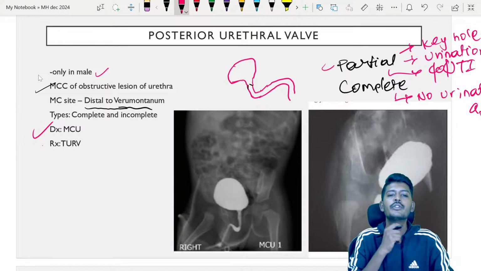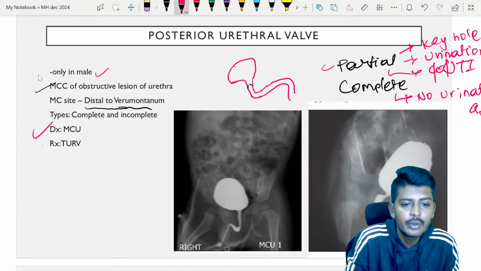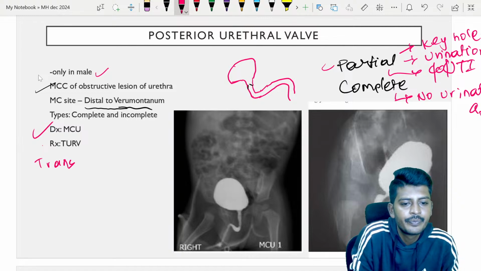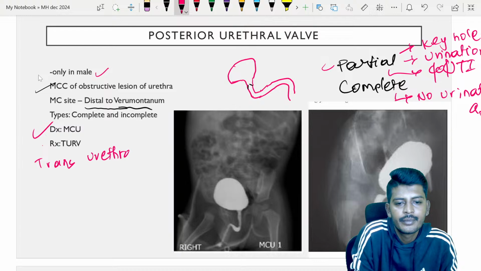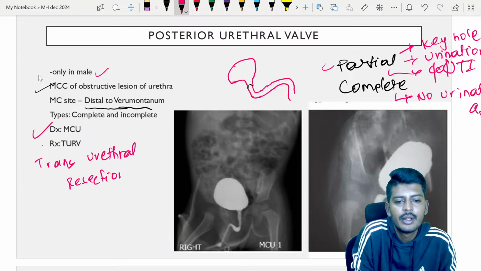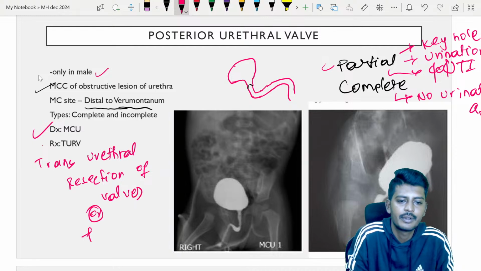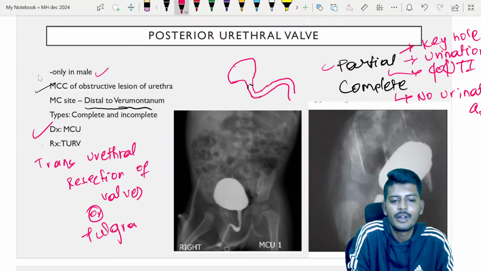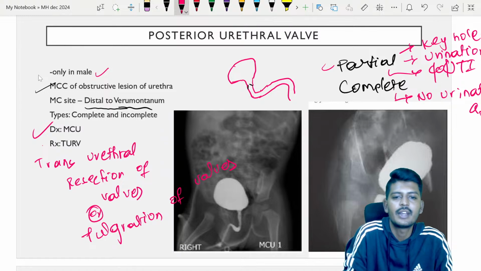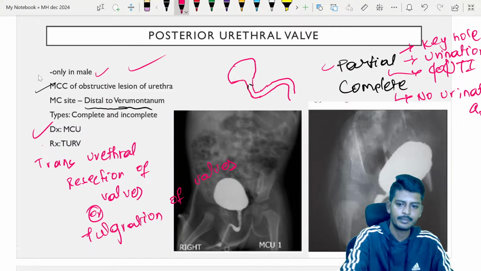Then we have the treatment, what you are going to do. You are going to go via the urethra and cut those valves. So this is called transurethral resection of valves, which is also called fulguration of the valves. So this is the story of posterior urethral valve. Again, a commonly asked question.